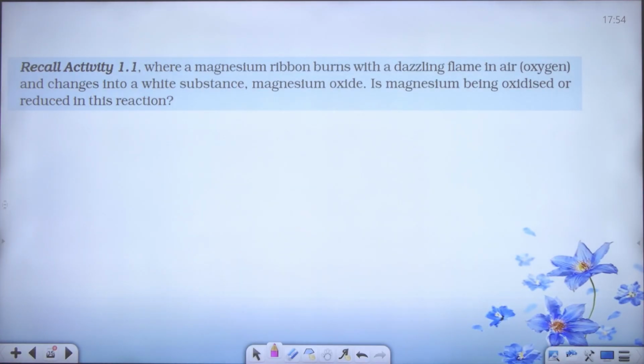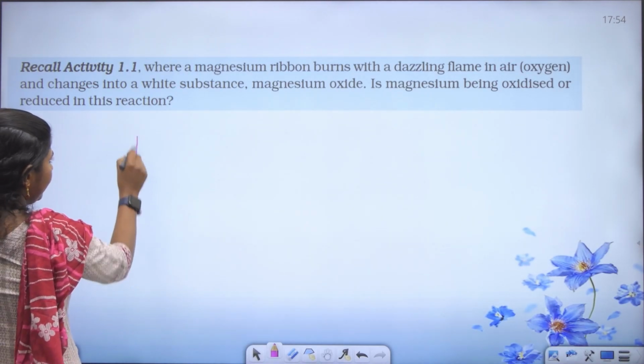Then recall activity 1.1, where a magnesium ribbon burns with a dazzling flame in air and changes into a white substance, magnesium oxide. Is magnesium being oxidized or reduced in this reaction? Find it. First write the chemical equation.